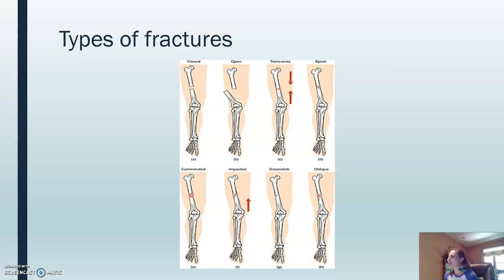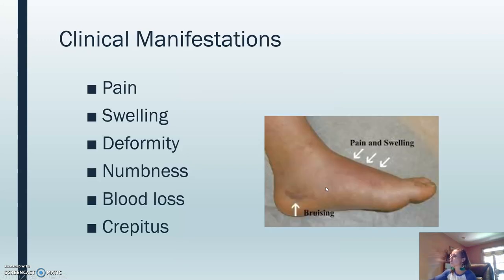A greenstick fracture reminds me of if you were to go out in the spring and try to snap a twig, and it kind of splinters, but it doesn't fully break, so it's just a little bit of a break. And then oblique is at an angle. Like I said, in your book it goes over a lot more of these different types, so you can take a look at those.